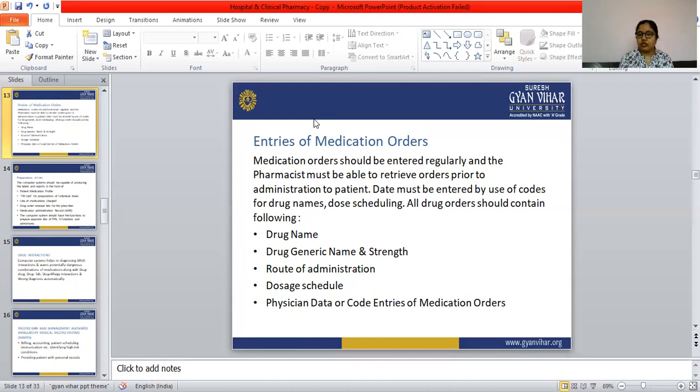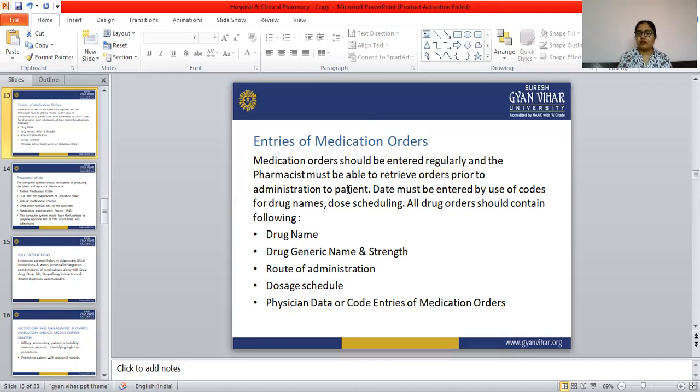And why should we enter all these medication orders? The pharmacist must be able to retrieve orders prior to administration to the patient, because before administration, the pharmacist must be able to procure all the medicines. This is only possible with the help of regular entry of the medication order, and this is very easily possible only through the computer. So the computer plays a vital role in the entries of the medication order.